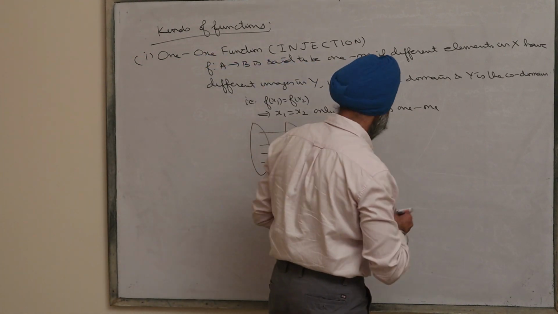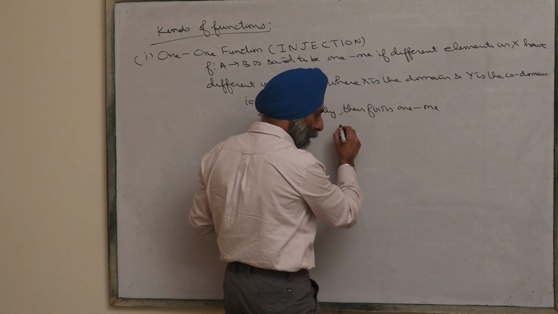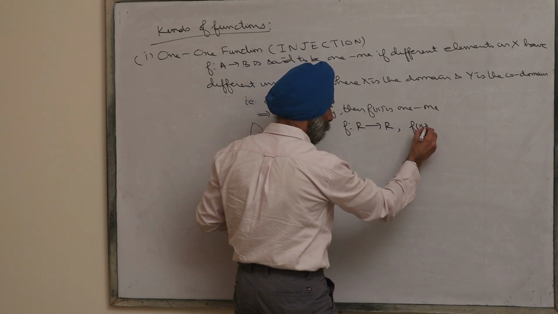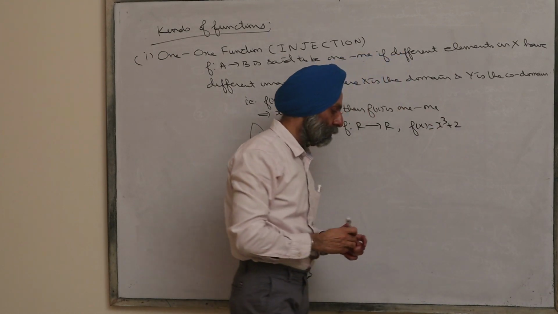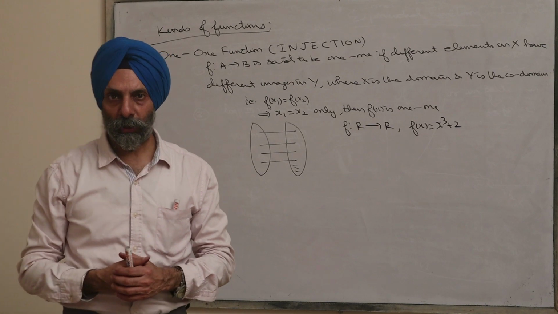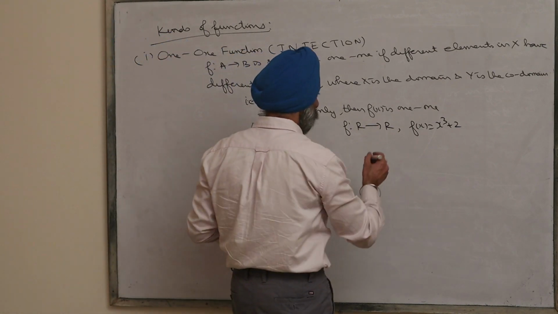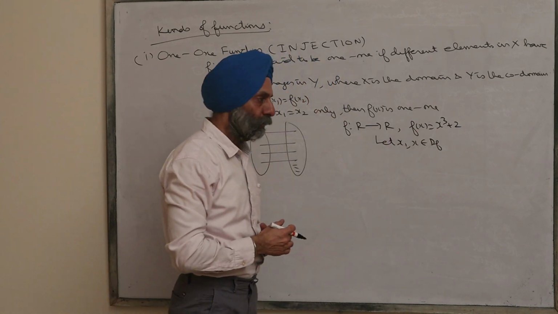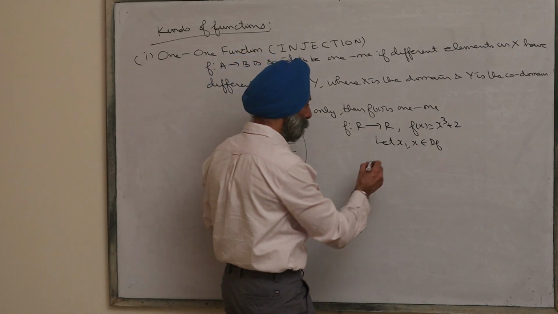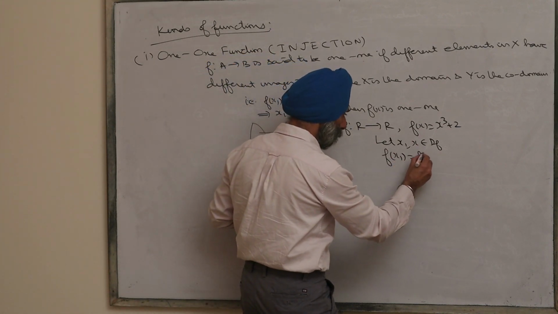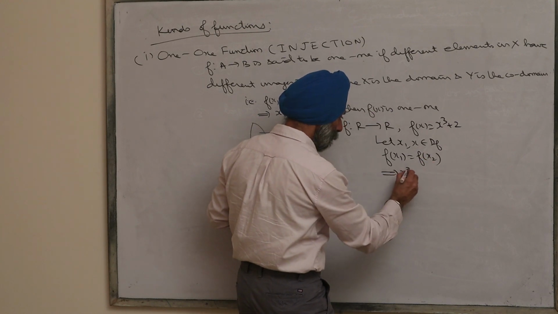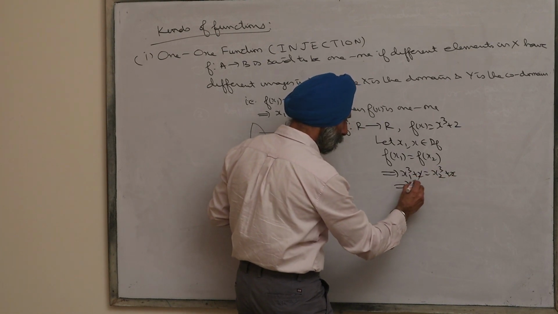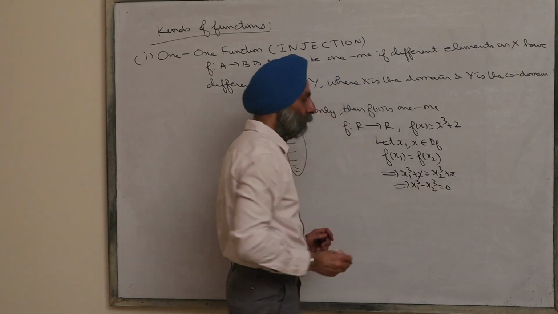Now for example, let f be a function defined from R to R given by f(x) equals x cube plus 2. So we have to see whether this function is one-one or not. Now let x1, x2 belong to the domain of the function. So f(x1) equals f(x2). This implies that x1 cube plus 2 equals x2 cube plus 2. So this implies that x1 cube minus x2 cube equals 0.